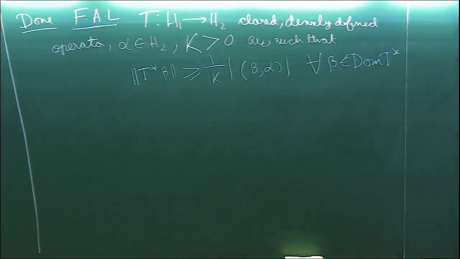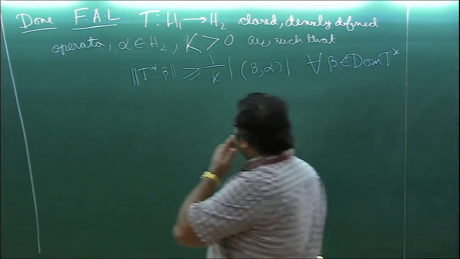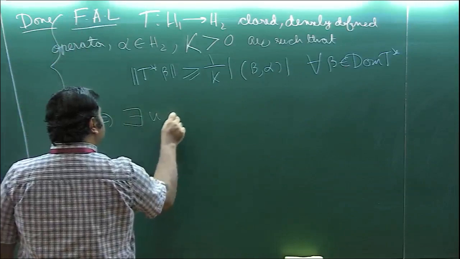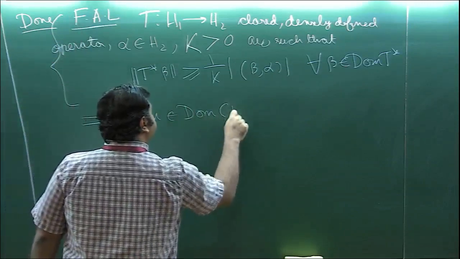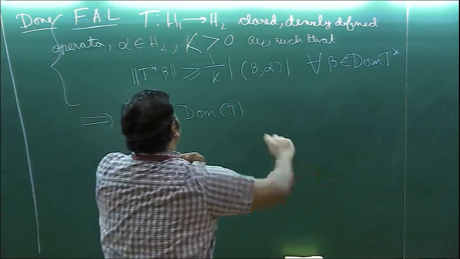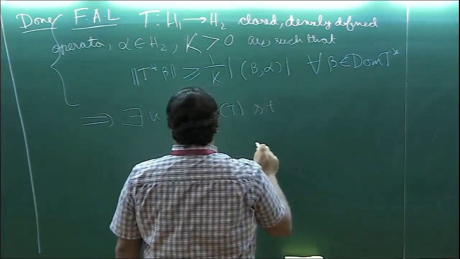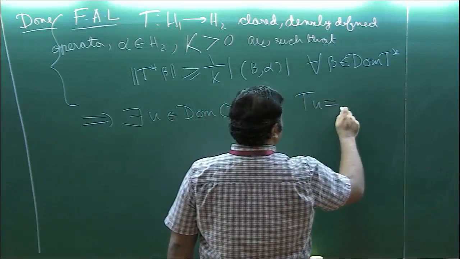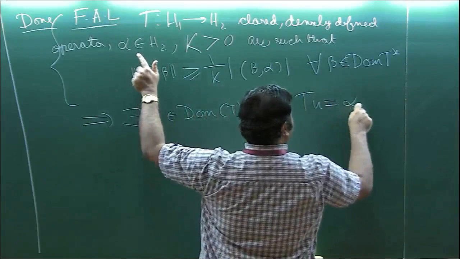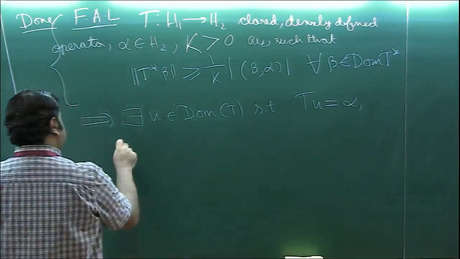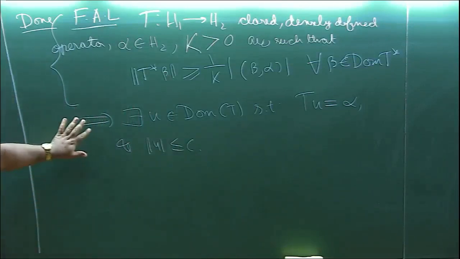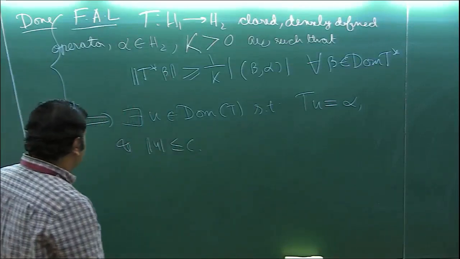So this is the hypothesis, and this implies there exists u in the domain of T such that T of u is equal to the given one, which I'm calling alpha, and the norm of u is less than or equal to K. Right? So this, I think we have already understood why this is the case.